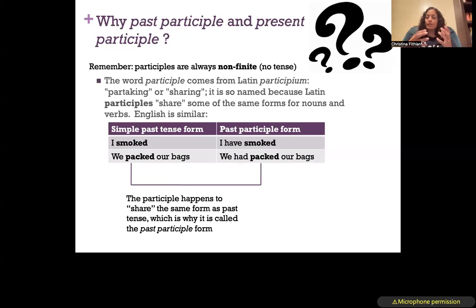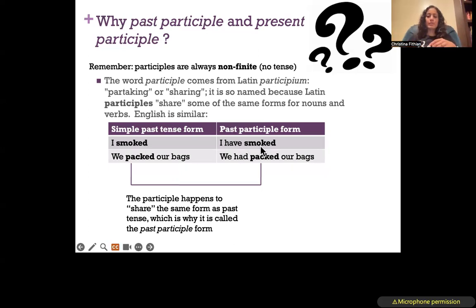And it's named like this because Latin participles share some of the same forms for nouns and verbs, and English is similar. So let's take, for example, a very simple past tense form. I smoked. I smoked is simple past. Now let's look at the past participle. I have smoked. Now we'll notice that in both instances, we use the exact same form. It's spelled the same way and everything.